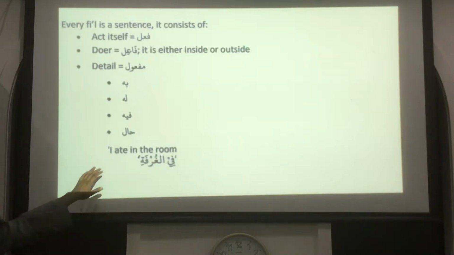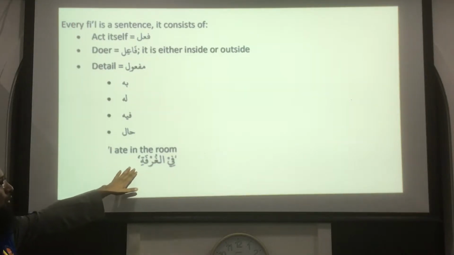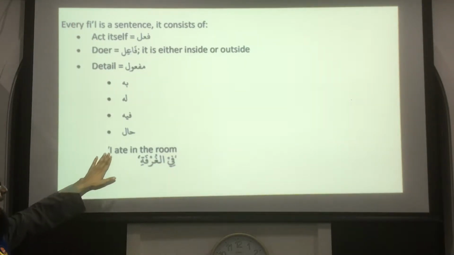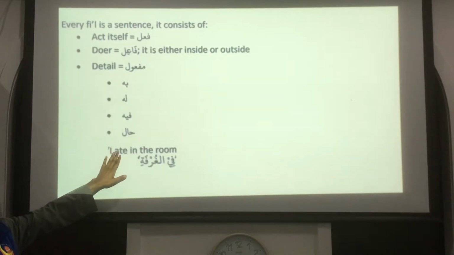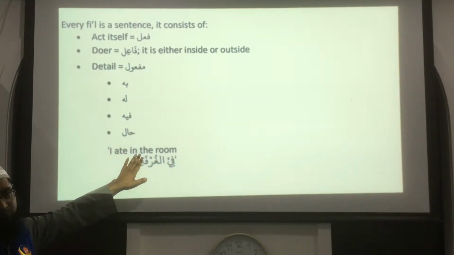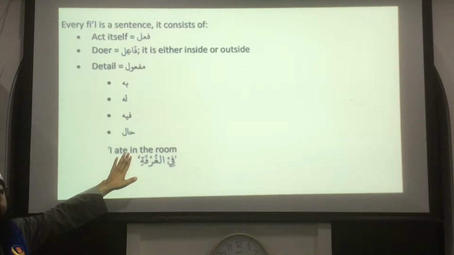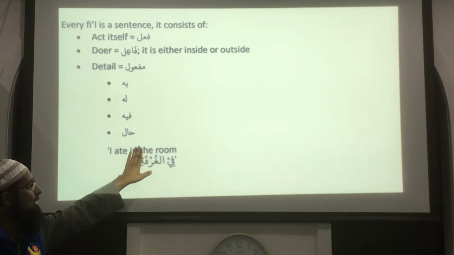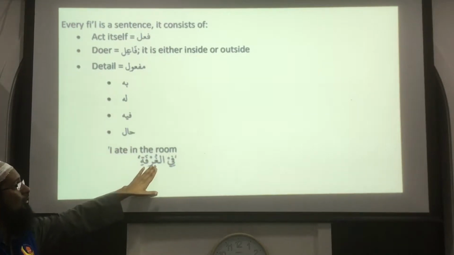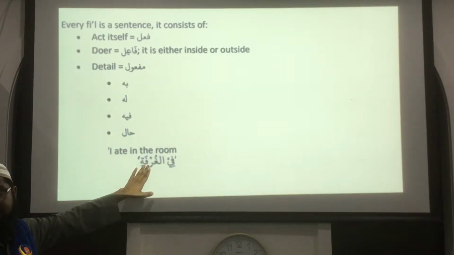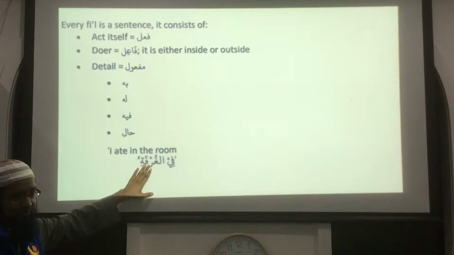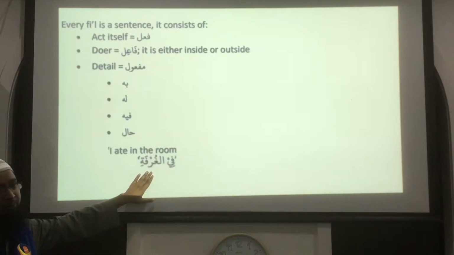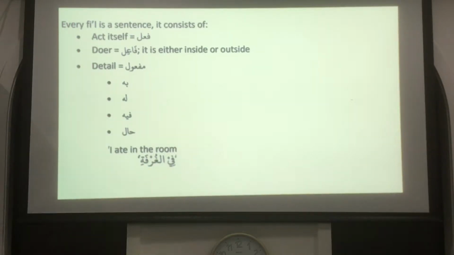So I'll just say an example: I ate in the room, fil ghurfati. I is the rafa, ate is the fi'l. In the room: where did I eat? In the room. I've just translated it as in the room, fil ghurfati. Ghurfa means room, right? What is this fil ghurfati? Jar majrur. So the maful could be not only a word, it could be a jar majrur.